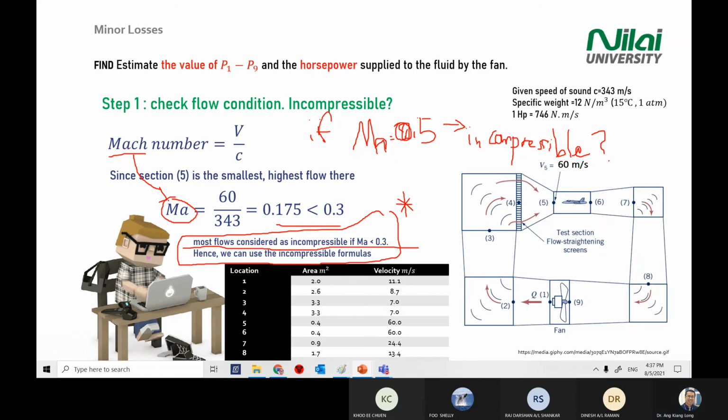Later you communicate with foreign scientists, you mention Mach number wrongly, they're going to laugh. You're going to make our Malaysia shame.